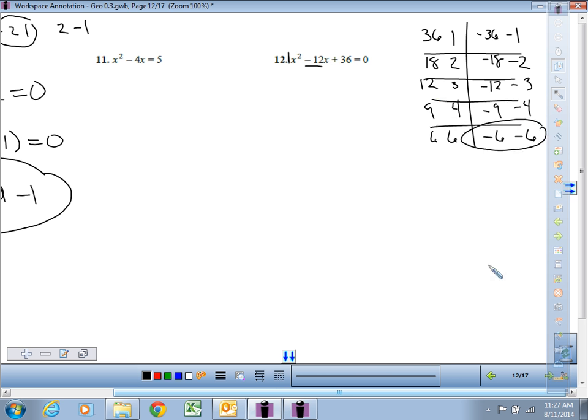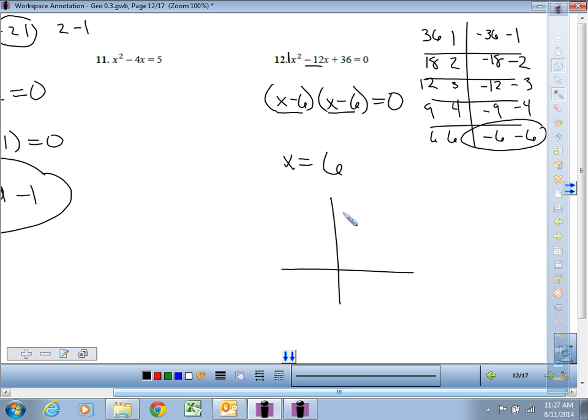Okay, so we rewrite this as x minus 6, x minus 6 equals 0. So my solution, now if you look at this, it's 6 here and it's 6 here. So we have two solutions of 6, but I'm just going to write it once. X is 6. This is one of those goofy cases where this graph does not cross at two different places.